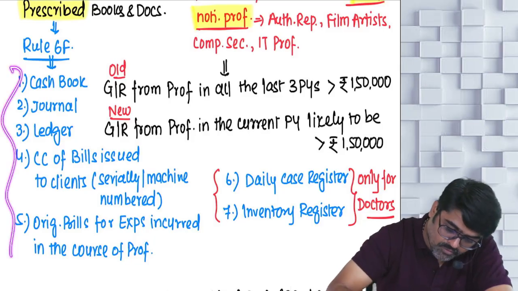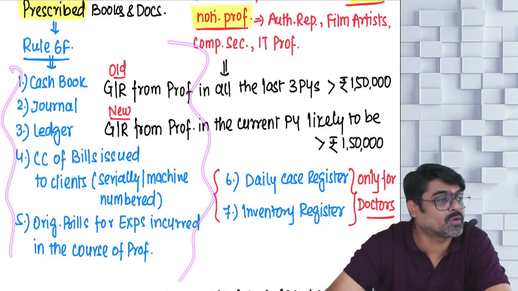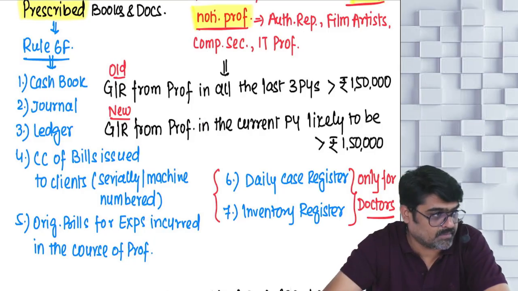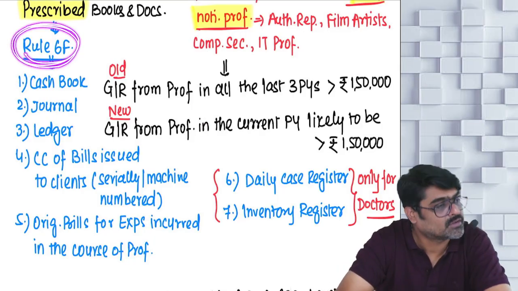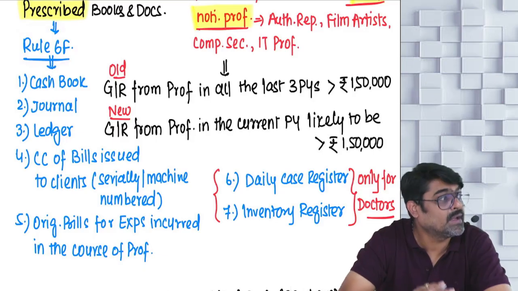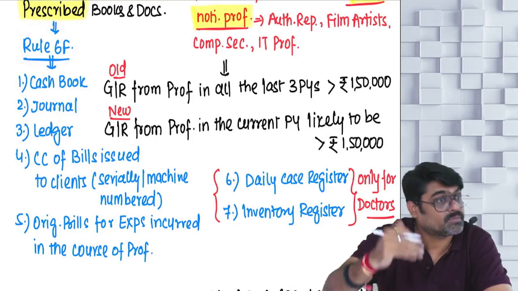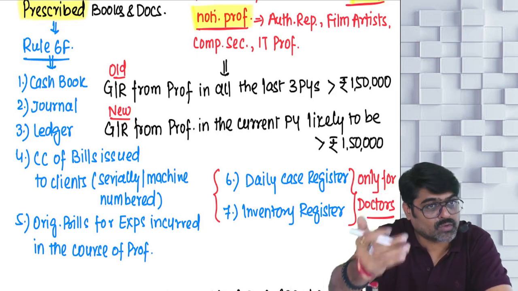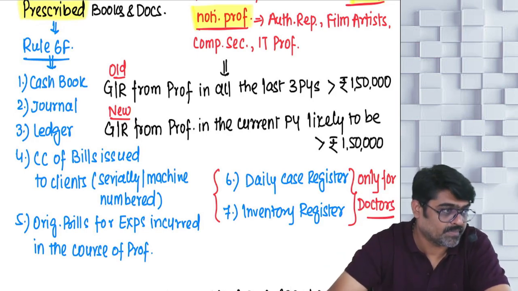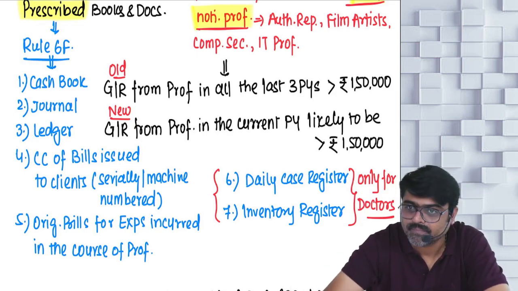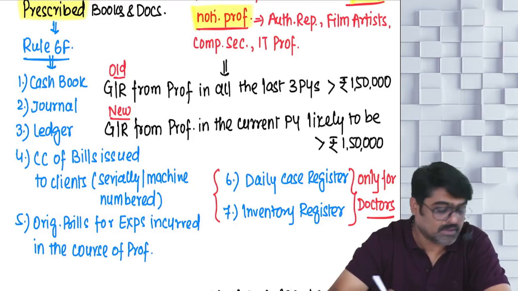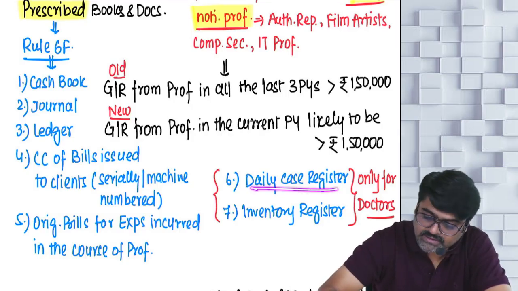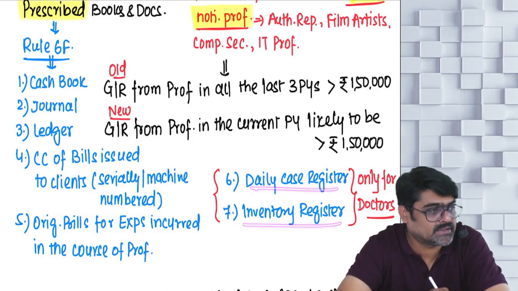Original bills must be there with you for all the expenses or even payment vouchers. All these 5 specified books and documents must be maintained by you. These are the books and documents prescribed in Rule 6F, which every profession specified here has to compulsorily maintain. But if you are a doctor, yes or no? 2 additional books you are supposed to maintain. Number 1, daily case register and inventory register.